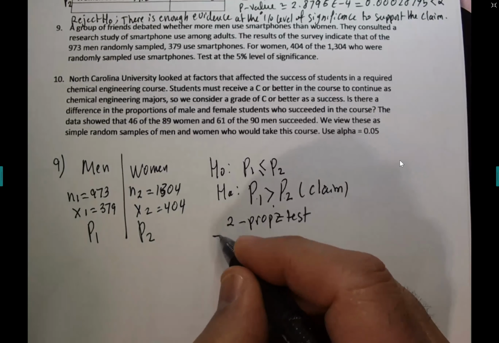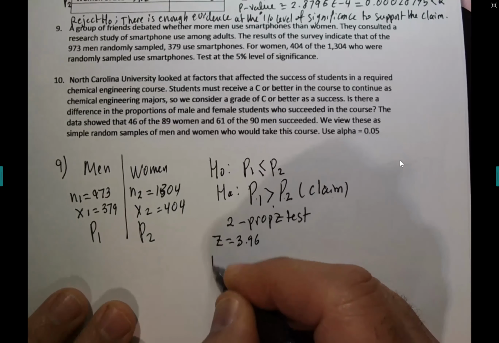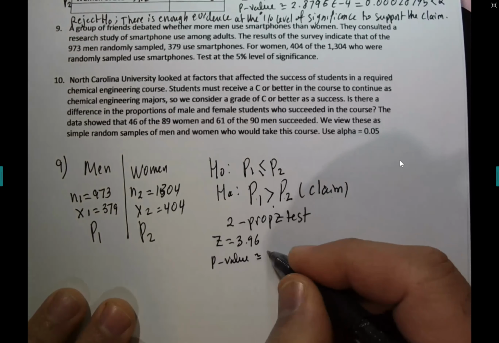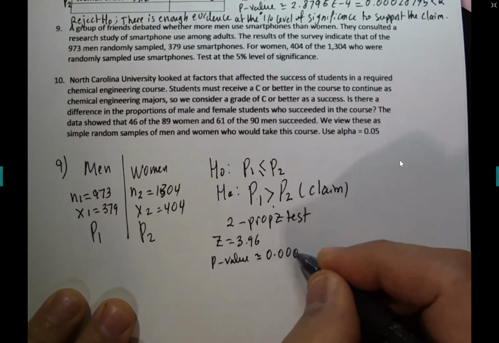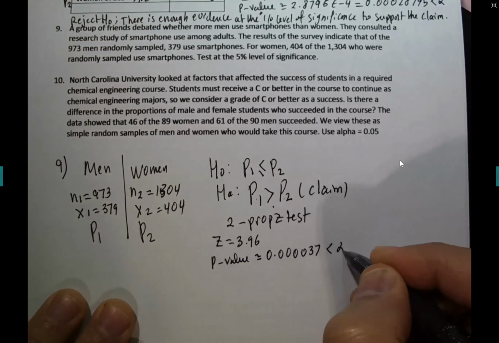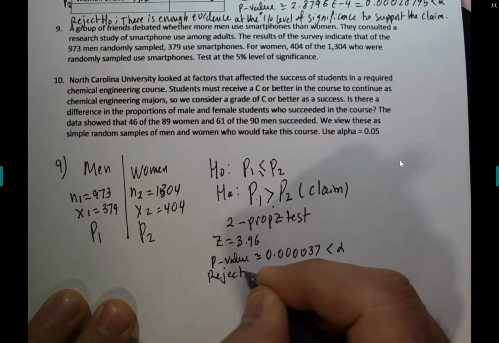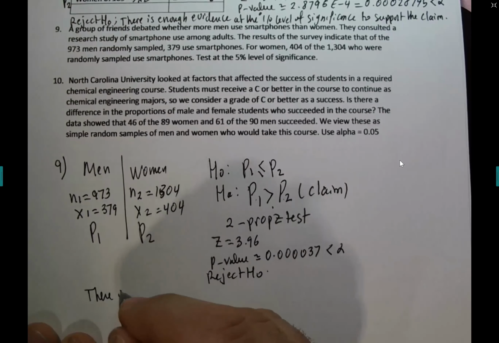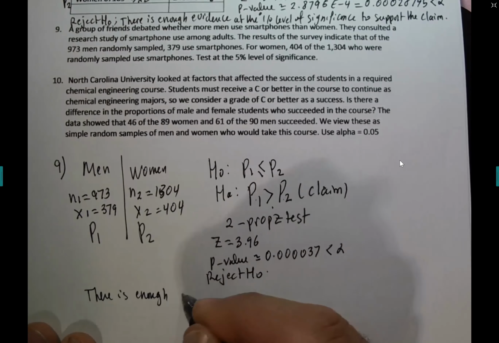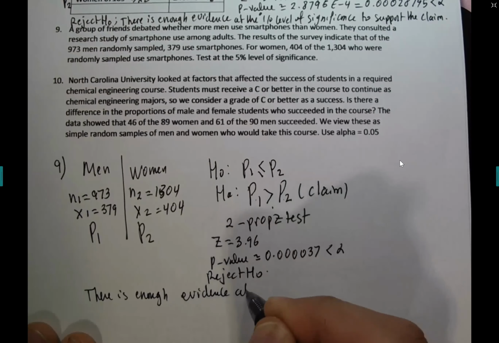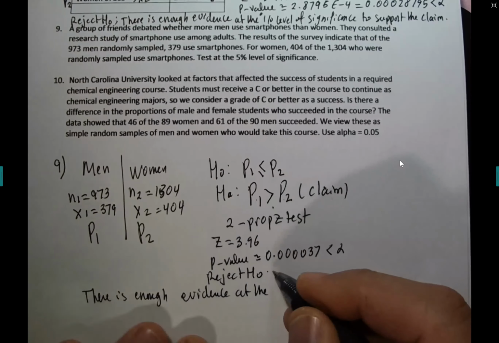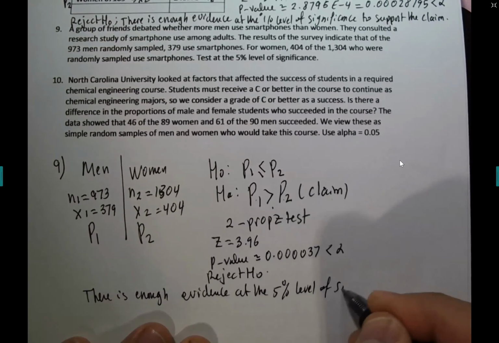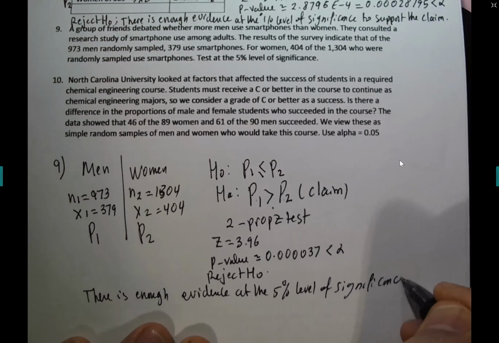Z is 3.96. Once Z is large, the p-value is going to be very small because that's very, very unusual. So it will be 0.000037, which is less than alpha. We reject H0 and we support the claim. There is enough evidence at the what? 5% level of significance to support the claim.